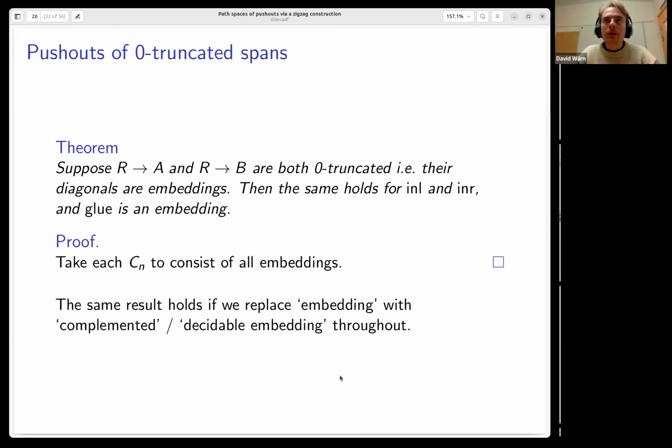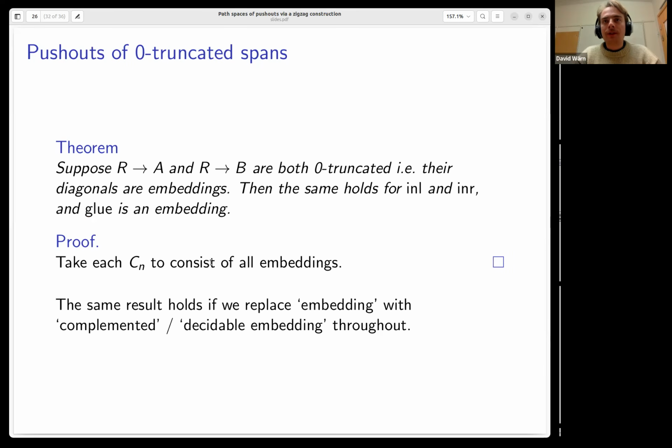And as a corollary of the previous, we have the following more interesting result, which was not previously known in HoTT, which says that if both projections R to A and R to B are zero truncated, meaning that their fibers are sets, or their diagonals are embeddings, then the same holds for inleft and inright. So they are also zero truncated. And moreover, glue is an embedding.